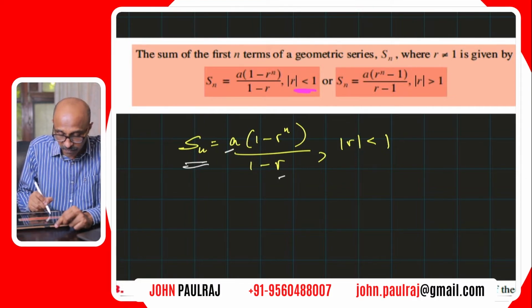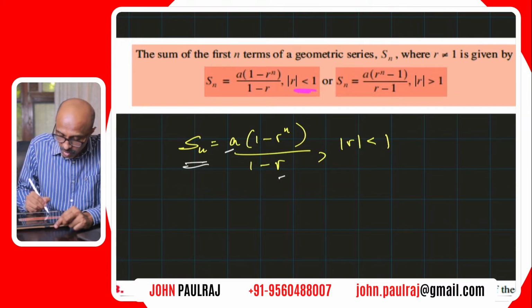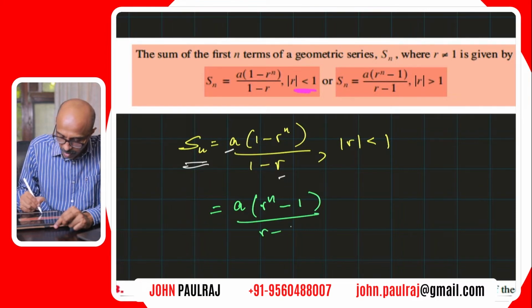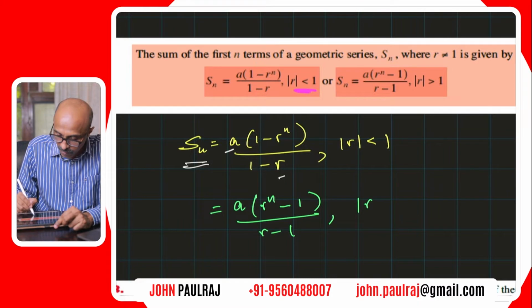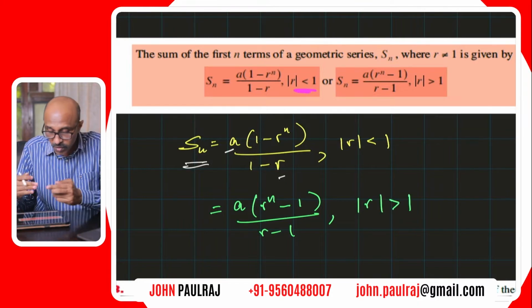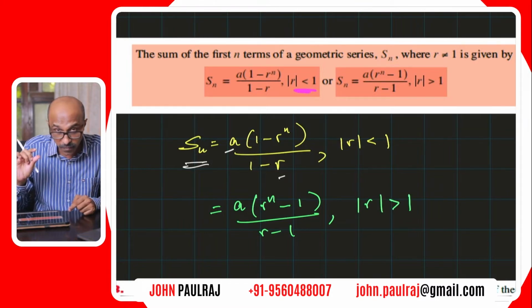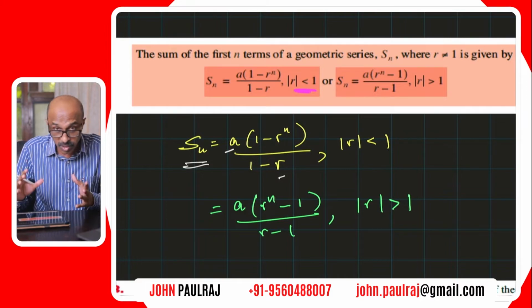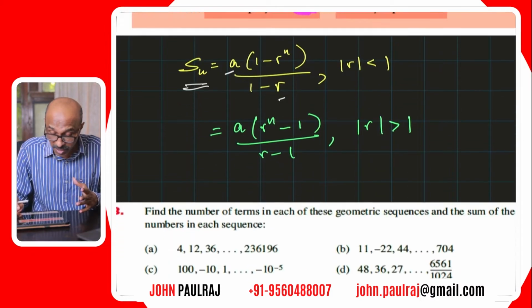Okay, this is the sum of the first n terms for a GP, a geometric progression. Whereas you'll use the formula a times r to the power of n minus 1 over r minus 1 when the absolute value of r is greater than 1. So two different formulae. You have to pay attention to the value of r, the common ratio, and use the formula accordingly. Let's illustrate this with an example.